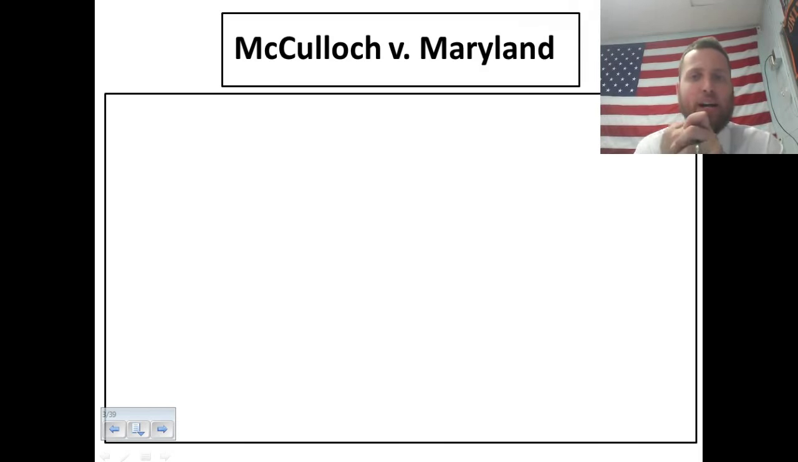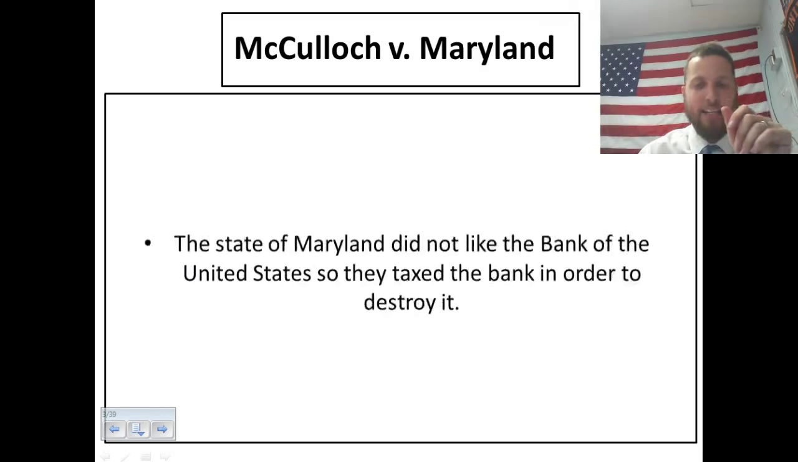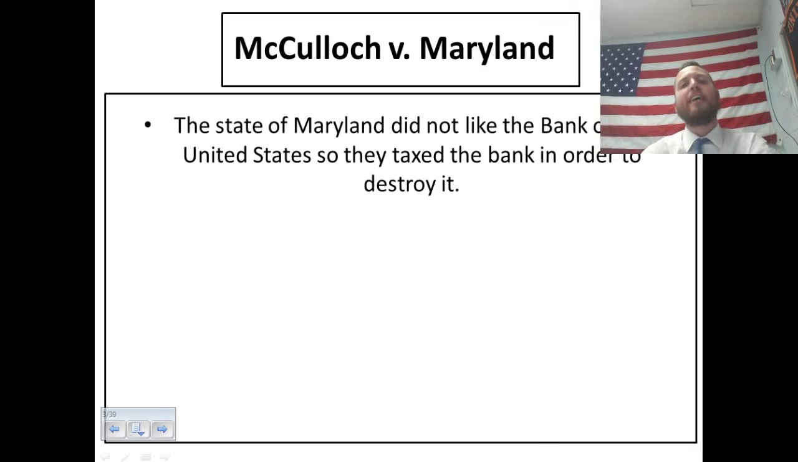Let's talk about a court case called McCulloch versus Maryland. My friend, this is the bank case. Here's your first point right here. The state of Maryland did not like the Bank of the United States, so they taxed the bank in order to destroy it. The Bank of the United States was all over the United States. It was in Maryland. Maryland hated the bank. So they tried to destroy the bank by putting a tax on the bank's notes, which would destroy the bank.